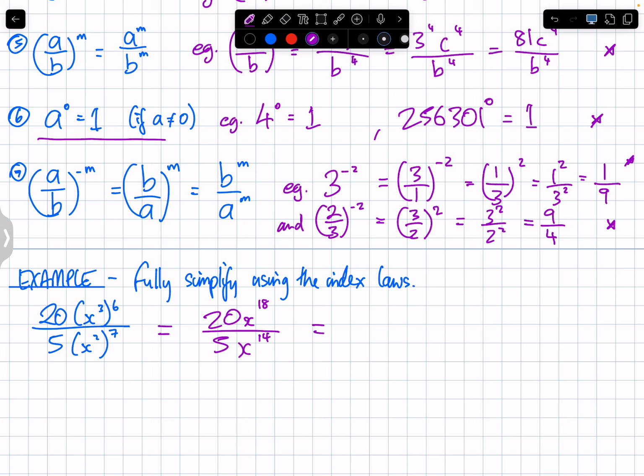Is there anything stopping me working out what 20 divided by 5 is? That's just a number. It's going to be 4. Do we have a rule that tells you when I have the same base number and they're being divided, what do I do with the powers? Minus them. So it's going to be x to the power of, what's 18 take 14? 4. Fully simplified. Okay?